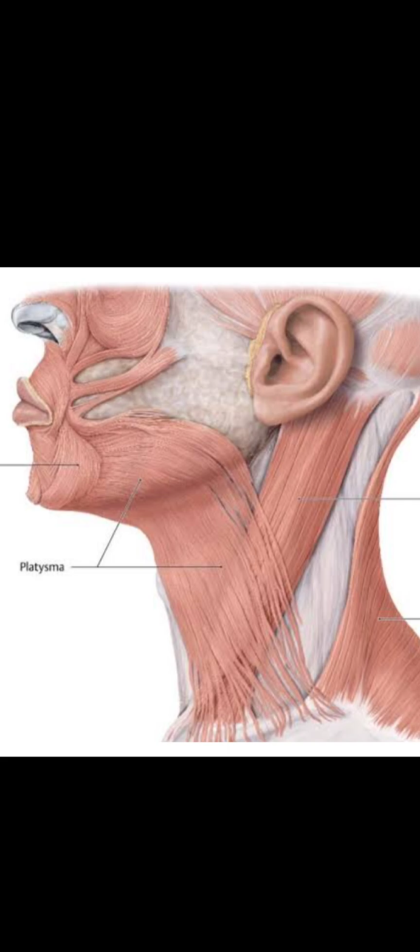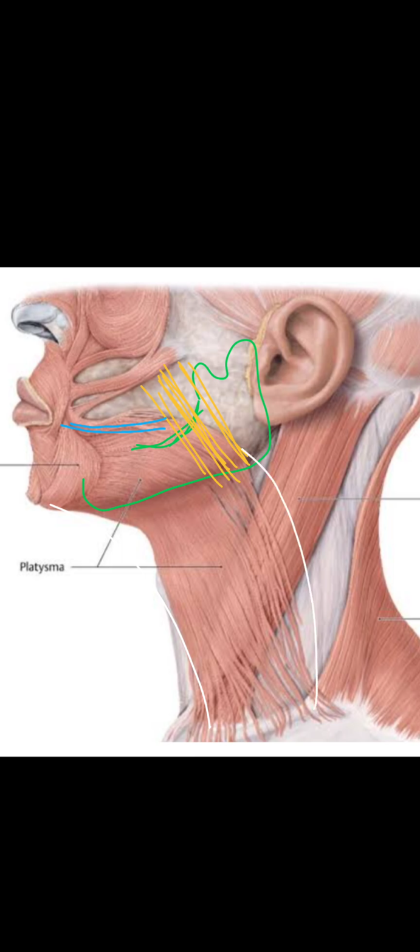See, this is the mandible. Here is your masseter muscle. And somewhat here is your risorius muscle.